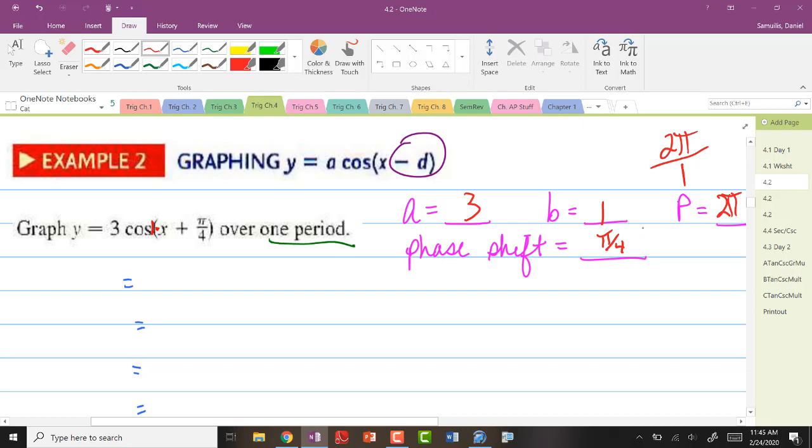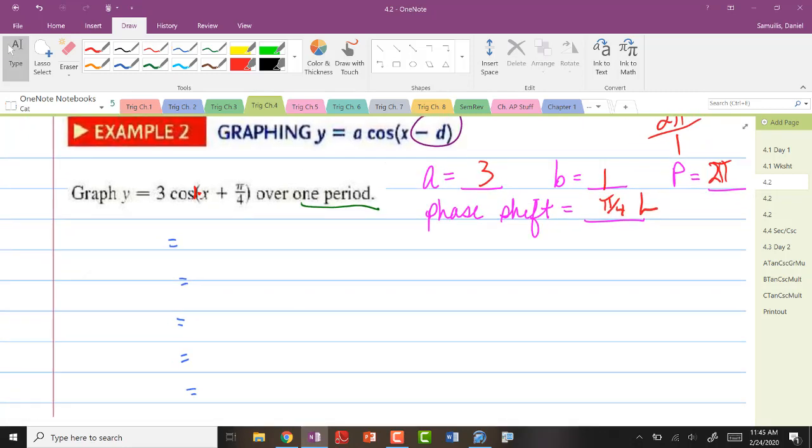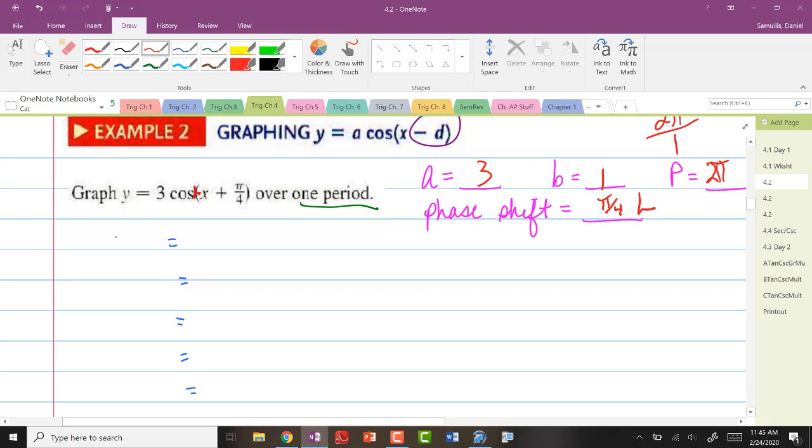Which way did you say? Left. What does that mean we have to do with the values? Do what with pi over 4? Add or subtract it? Subtract it. Okay, now we do have our same old 0 to 2 pi.